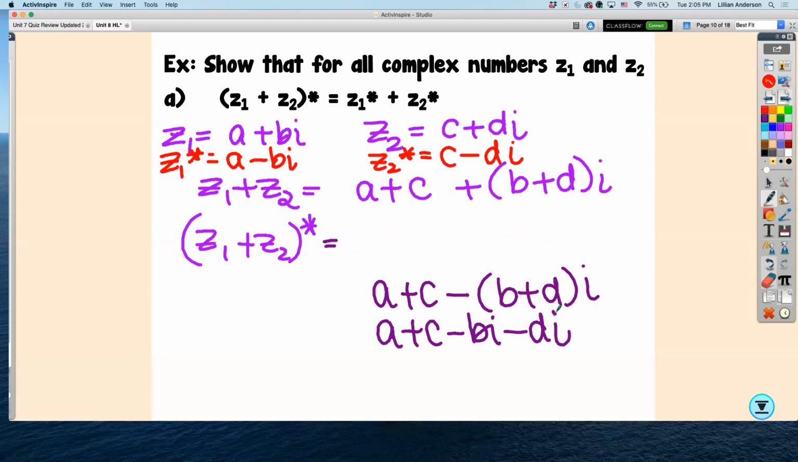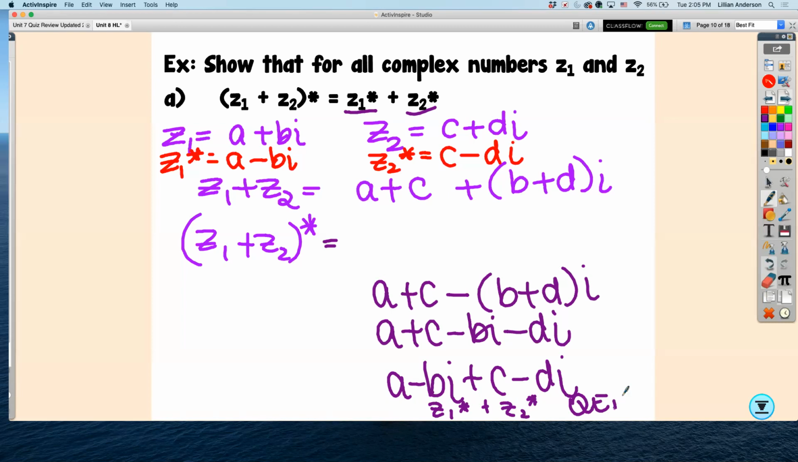And look at what you have. You have A minus Bi plus C minus Di. Isn't that the conjugate of Z1 plus the conjugate of Z2? So essentially this right-hand side, not necessarily looking at the equals part, will represent your proof, your show.